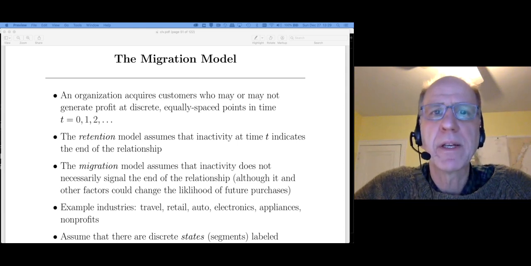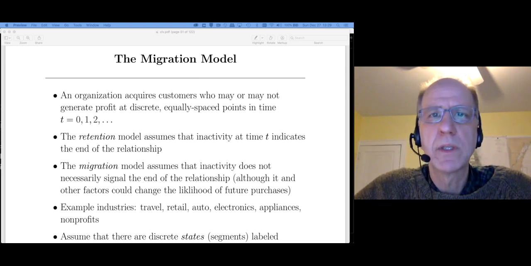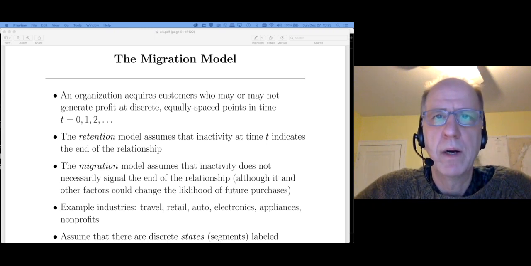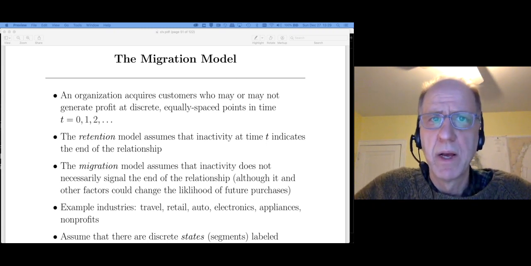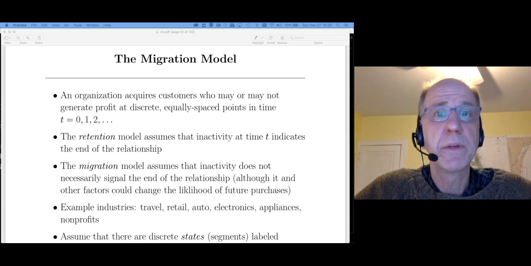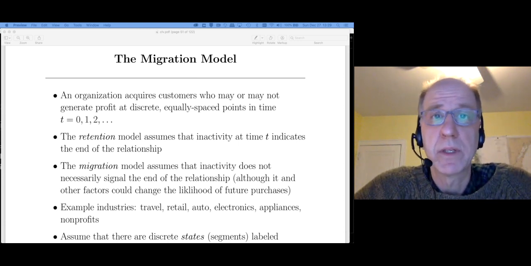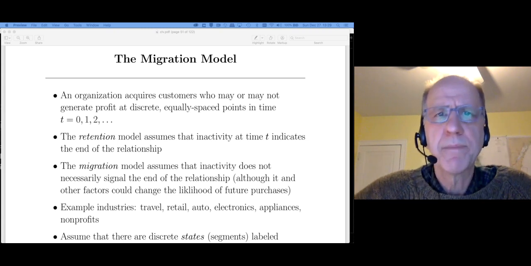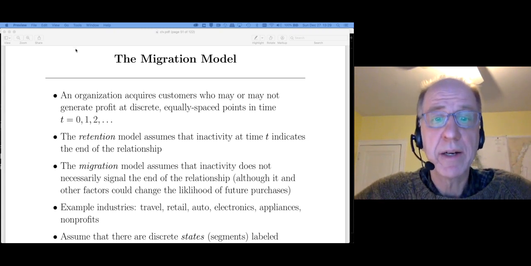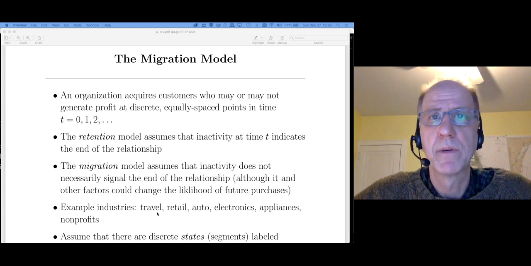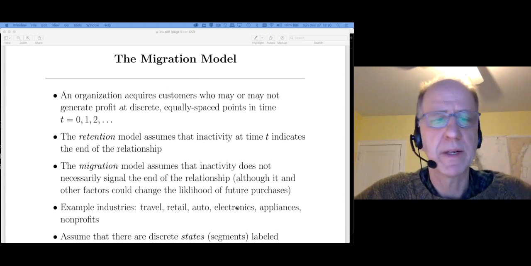To give you a concrete example of this, maybe one state is having just purchased while another state is being inactive. So if I go from being inactive to being active, then I have migrated from one state to another. Alternatively, I could just stay in one of these states over time. This model tends to get used across a lot of different industries, from travel. So if you're modeling hotel or airline or something like that, we're going to use it. Retail, automotive, electronics, appliances, and also nonprofits.